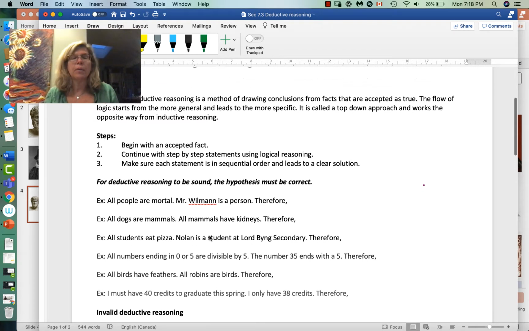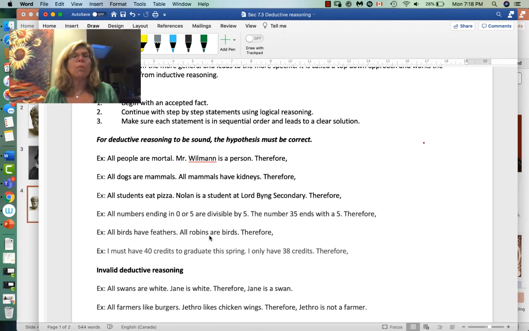So here are some ways to think about it. All people are mortal. This was Aristotle's thought, actually. He said all people are mortal. Mr. Willman is a person, therefore Mr. Willman, I'll call him Mr. W, is mortal. Okay, all dogs are mammals. All mammals have kidneys. Therefore, all dogs have kidneys.